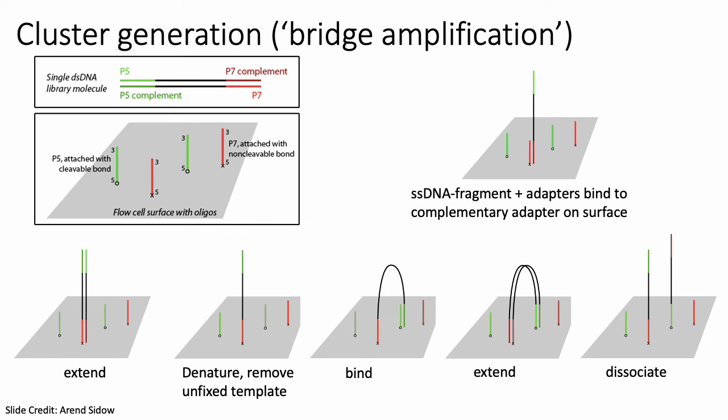And so when you denature your double-stranded DNA molecule, the complement of the adapters can bind to the P5 or the P7 primer that's attached to the surface of the flow cell. And then through a process of extension and then denaturing, followed by some binding and extending, you can turn one genomic fragment that's bound to the surface of the cell into two, and then two can become four, and then four become eight, and so on and so on.